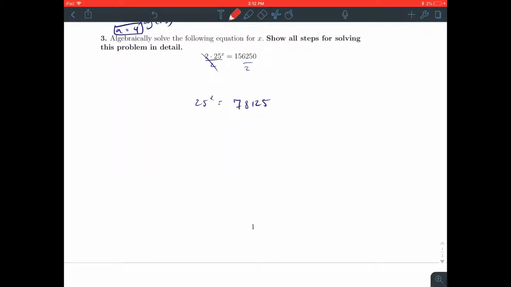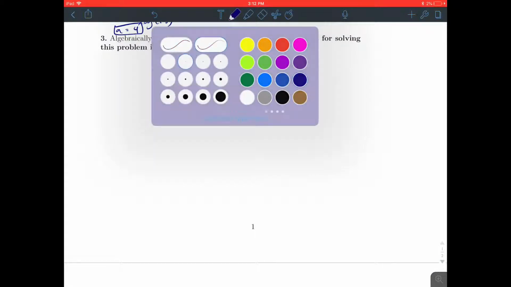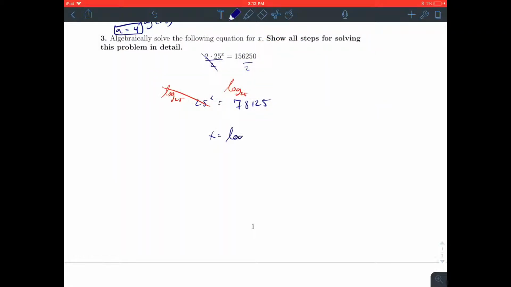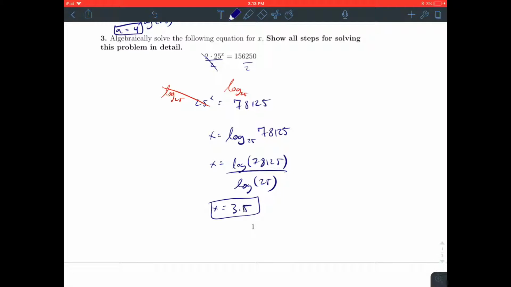To get x by itself, we need to cancel out base 25, so we'll do log base 25 on both sides. This gives us log base 25 of 78125. Now we'll put this on our calculator. We get x is equal to log 78125 divided by log 25. X is equal to 3.5, so that looks pretty good. Nice.